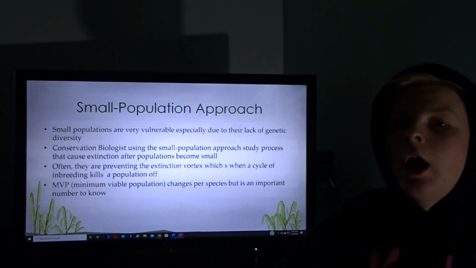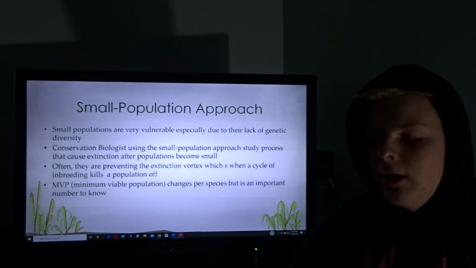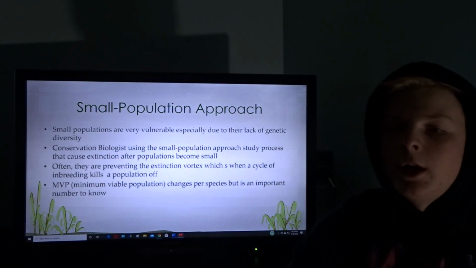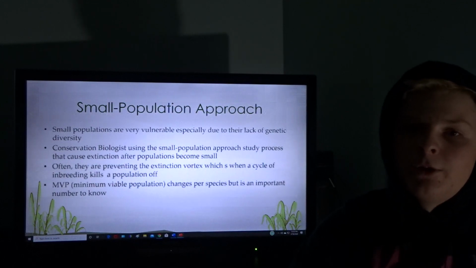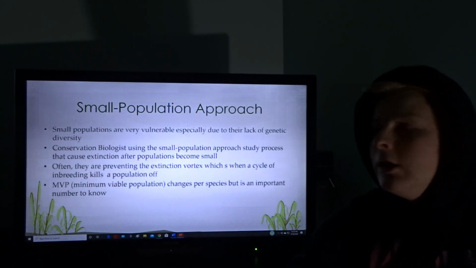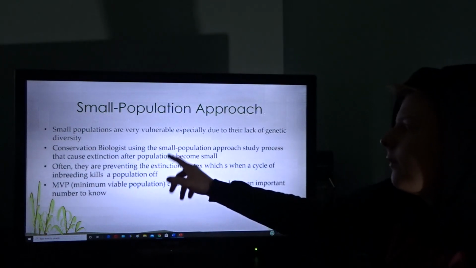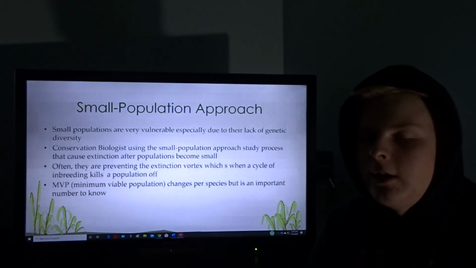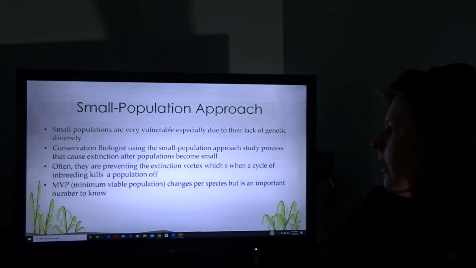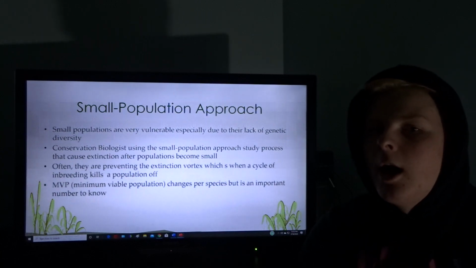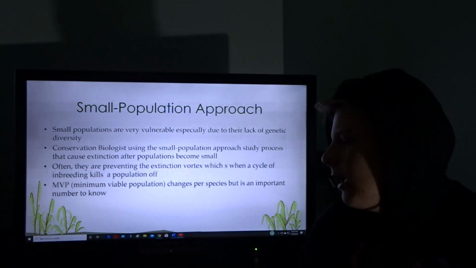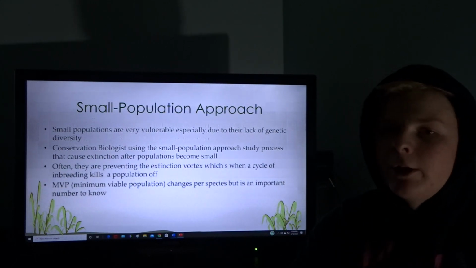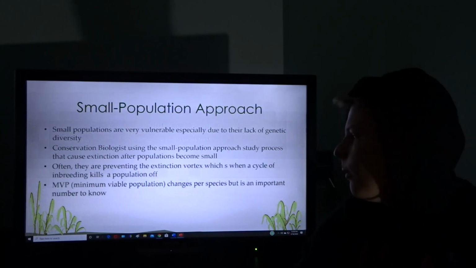So for example, with elephants, a regular conservation biologist might look at poaching, but if the real thing that's killing elephants once their population reaches an incredibly small amount is genetic diversity, that's what your small population approach conservation biologist is going to be looking at. And like I said, oftentimes they're looking at preventing extinction from genetic diversity, because you create this vortex with a cycle of inbreeding, where basically there's no genetic diversity left, and one disease or one genetic mutation that is common among the remaining organisms can basically wipe out the species.